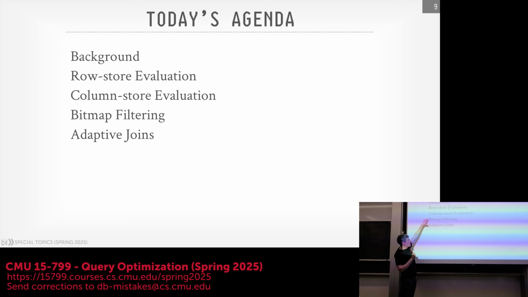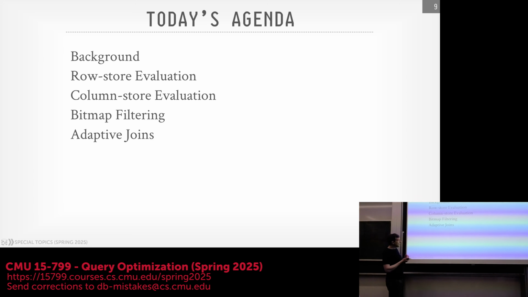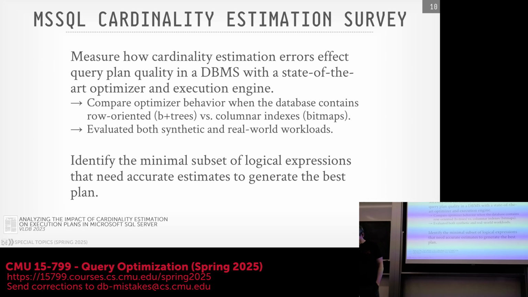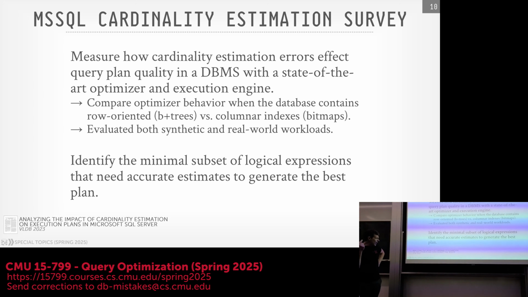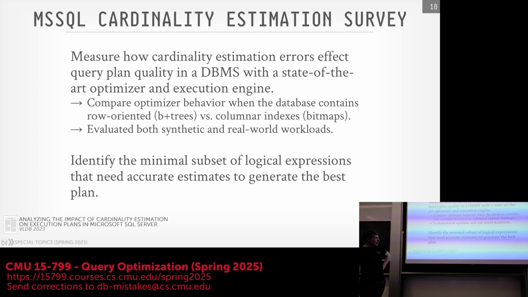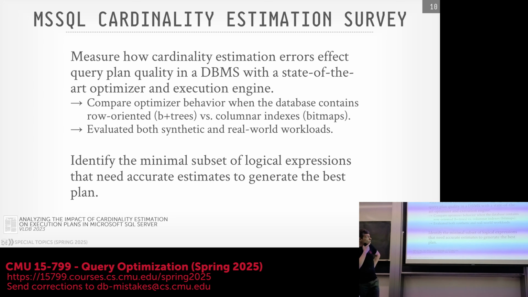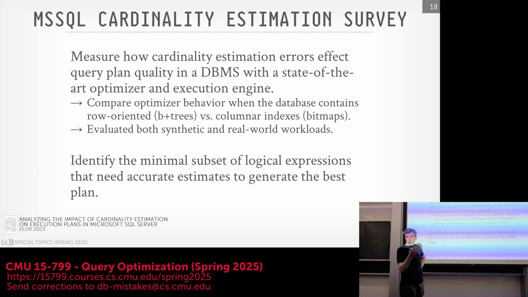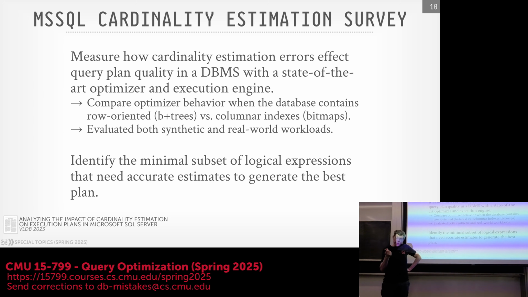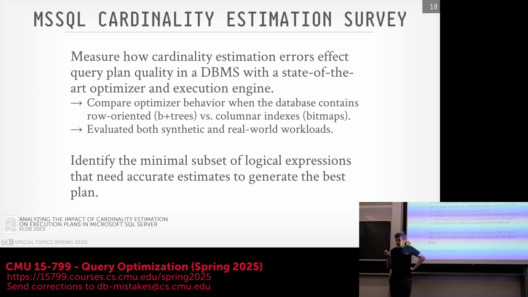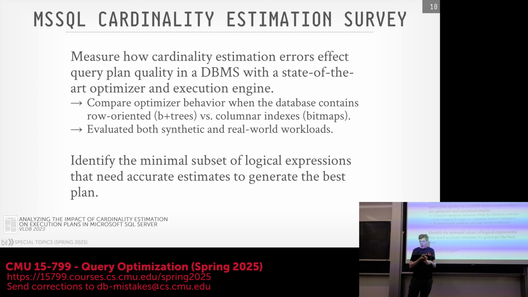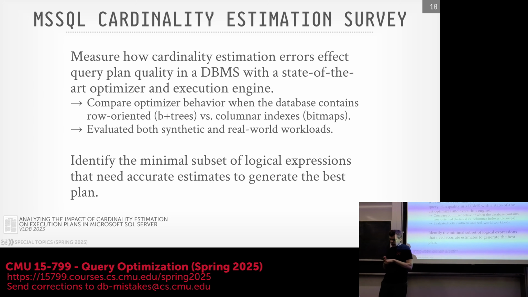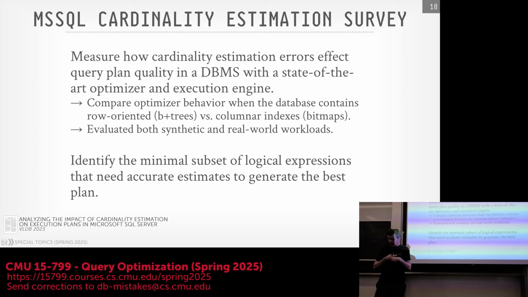And then we'll talk about the two additional optimizations they did to do bitmap filtering and adaptive joins. Okay? So I think I already said a lot of this before, but again, the paper you guys read is from 2023. It's a fantastic follow-up from the Germans' paper from a few years ago. We're again looking at how cardinality estimation errors affect the query plan quality in a system where you have a state-of-the-art query optimizer. As I said many times, the Microsoft SQL Server one is a Cascades implementation. It's very robust. It's very good.